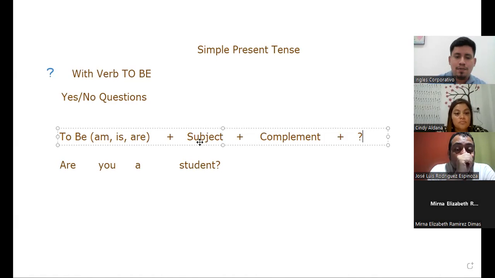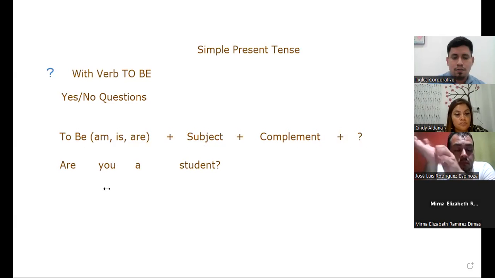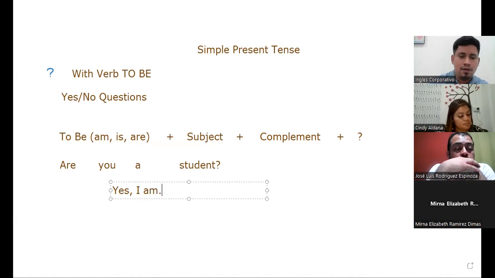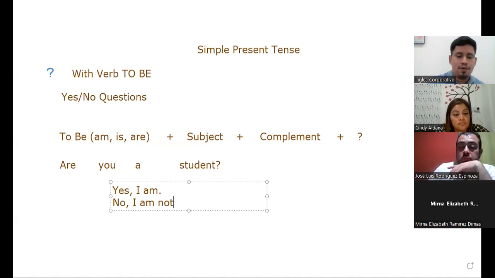And after the subject, we can use a complement if we want to be specific about what we want to ask, the answer that we want to get, okay? The example says, are you a student? Probably you can answer this question with, yes, I am, or no, I am not. Okay, yes, I am, or no, I'm not.